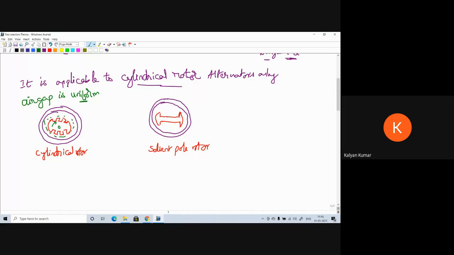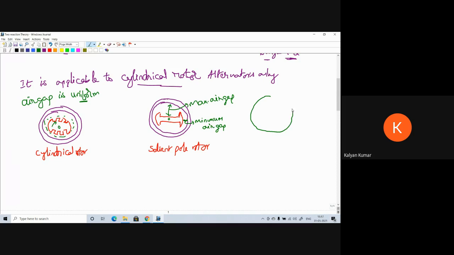Whereas if you see here, in case of salient pole machine, when the rotor is in this position, here we are going to have minimum air gap and here maximum air gap. Now, once the rotor starts rotation, if the rotor is going to rotate by certain angle, then the minimum air gap position and maximum air gap position is going to change.